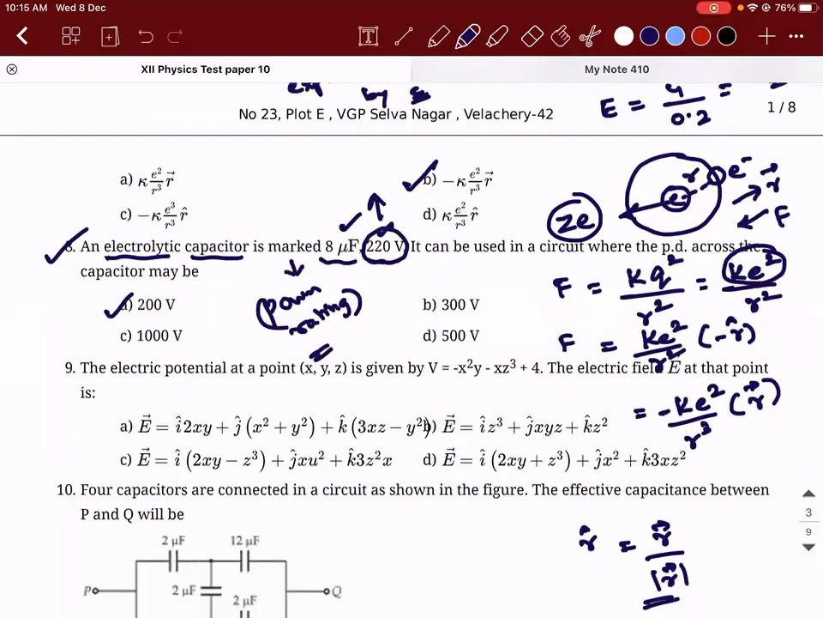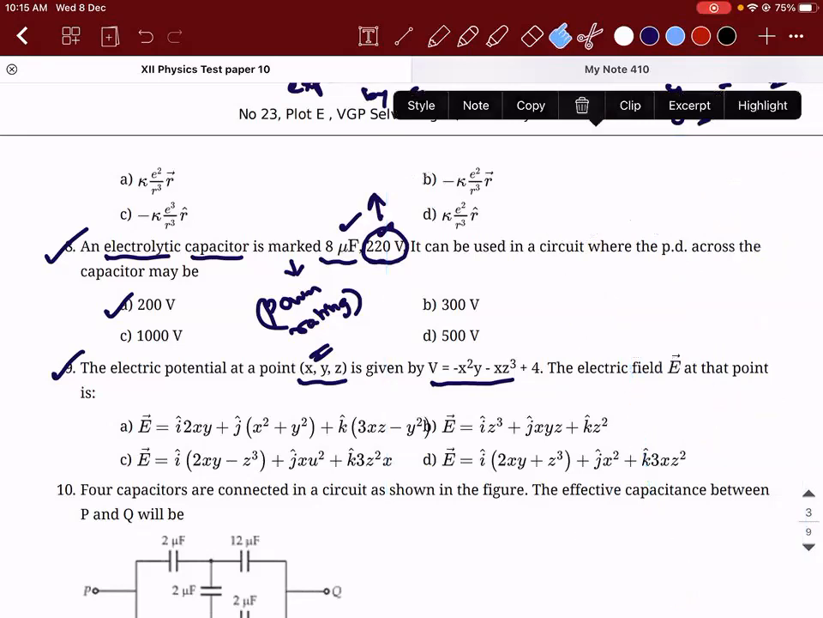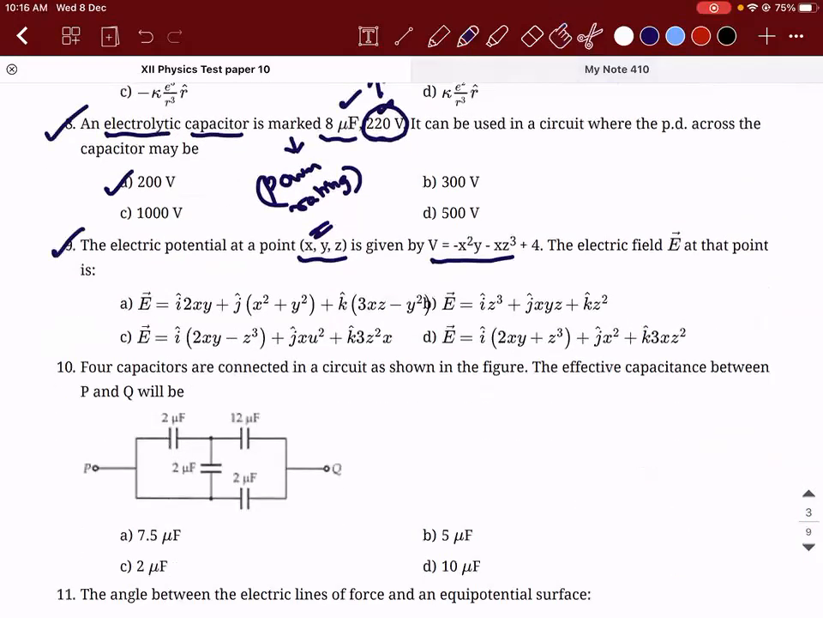Okay. Ninth one. The electric potential at a point XYZ is given as V is equal to minus X square Y minus XZ cube plus 4. The electric field at that point will be how much? Option D, sir, the last option. Last is right.